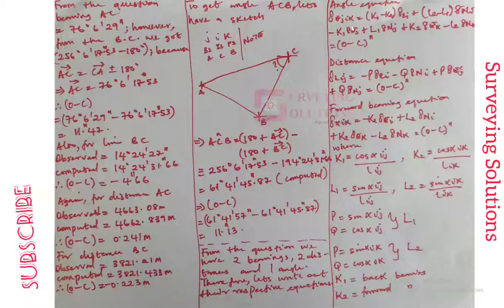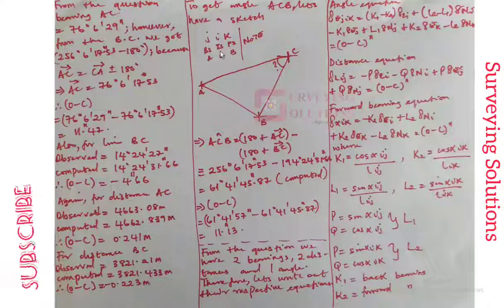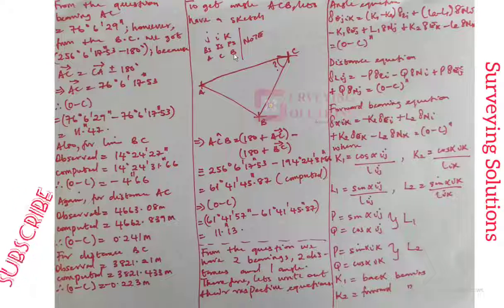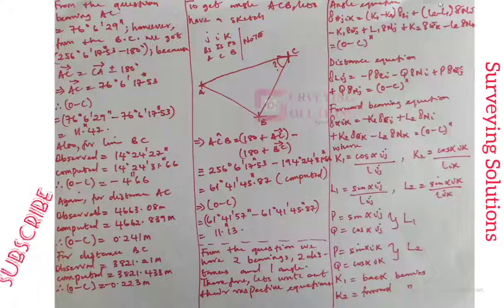Good. Now on the angle equation, as we have denoted here, we have ACB, which means C is our instrument station, A is our backside, and B is our foresight. Are we together? So having this in your mind, you can deduce how you can come up with the coefficients of each of those elements you need, right?